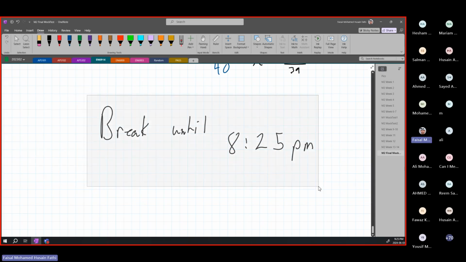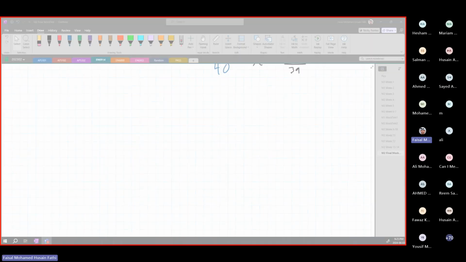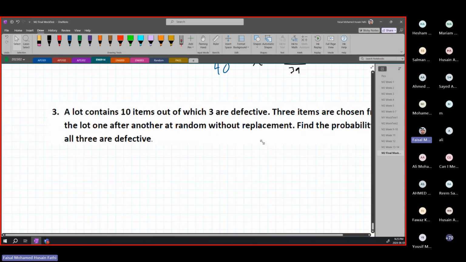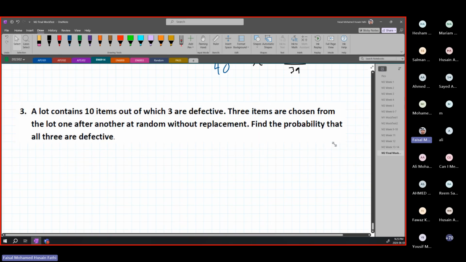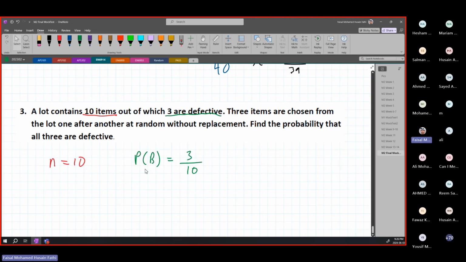All right, let us continue with the next question. The next question is very similar to this one, a bit simpler even. So the next question is, a lot contains 10 items, out of which 3 are defective. So our n is equal to 10. It contains 10 items. 3 of them are defective. So P of bad is equal to 3 over 10. All right, 3 of them are defective.